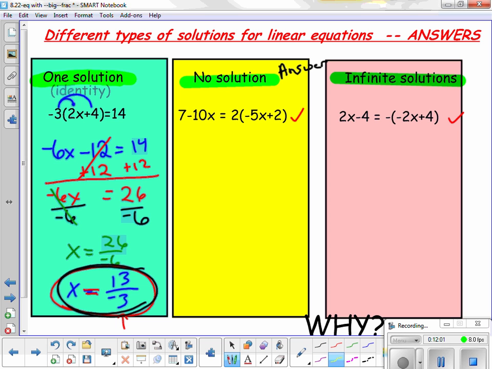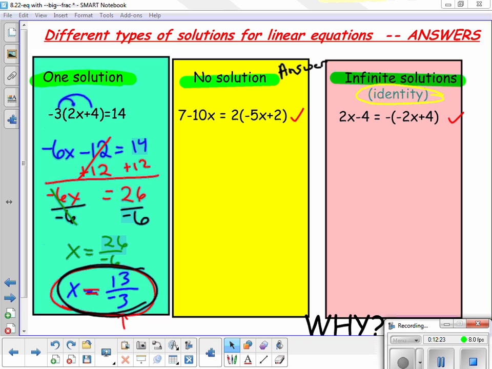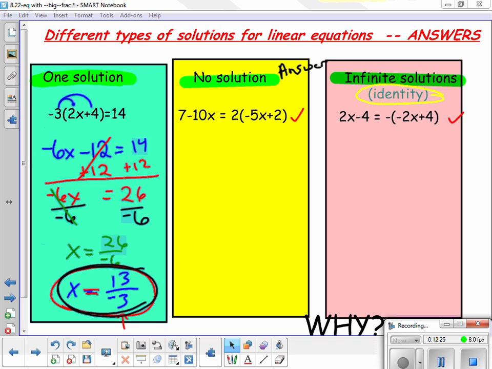And I also wanted to make note that this is called an identity. Actually, not here. This is called an identity, and I'll tell you why in a minute. This problem here is just one solution. All right, so now the column in yellow, I've told you there are no solutions.